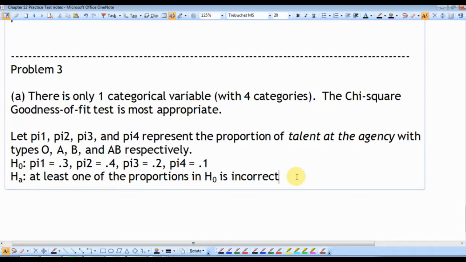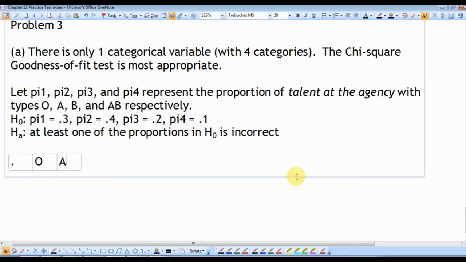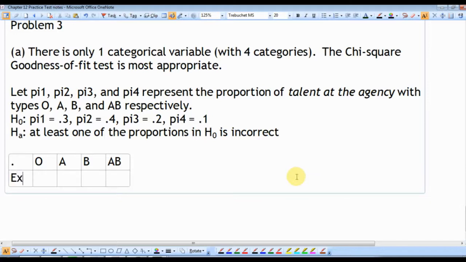Part B. Create a table of expected values of the blood types. Well, we might as well make our whole table, right? Show the conditions for your test. Let's see, the first one is type O, type A, type B, type AB. Observed.